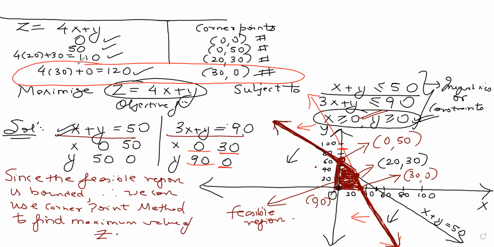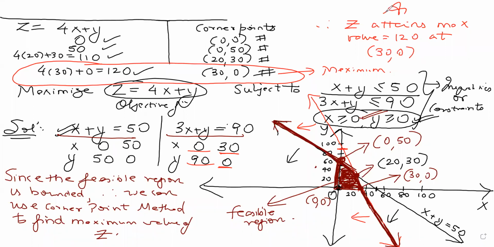So clearly I can say that this is my maximum. So I can say therefore z attains the maximum value equal to 120 at 30, 0. This is the final answer for this question. So hoping all students have understood this.